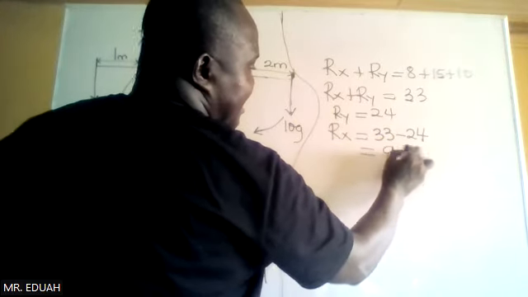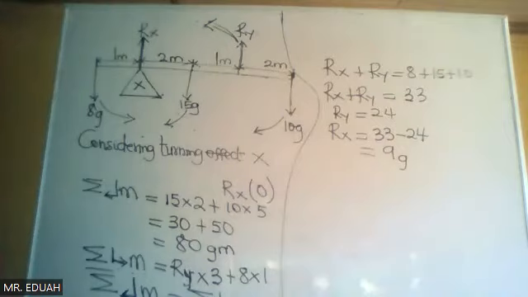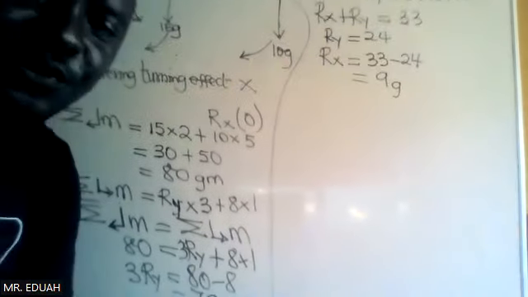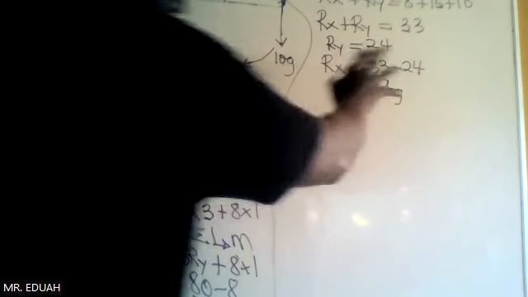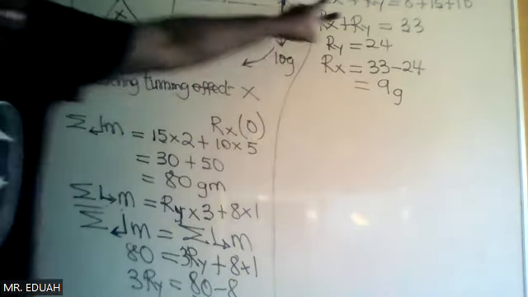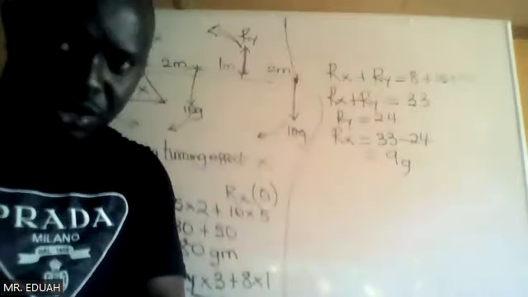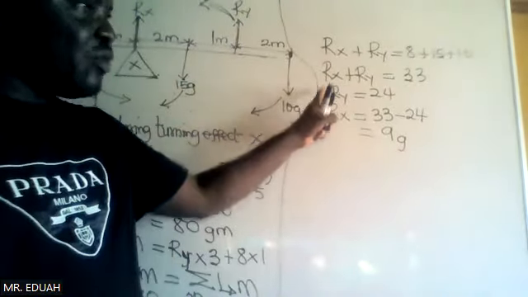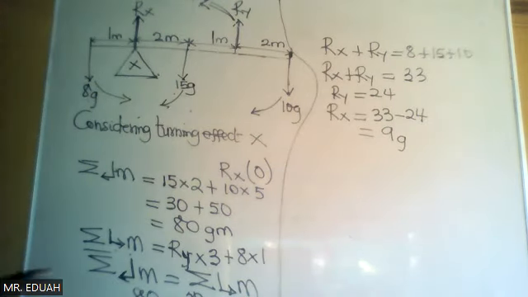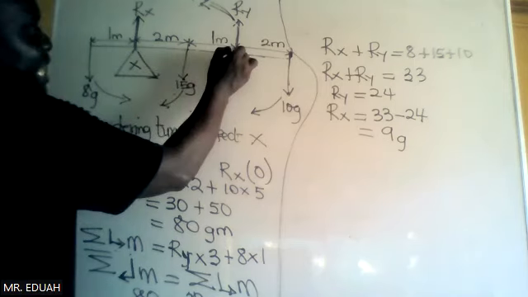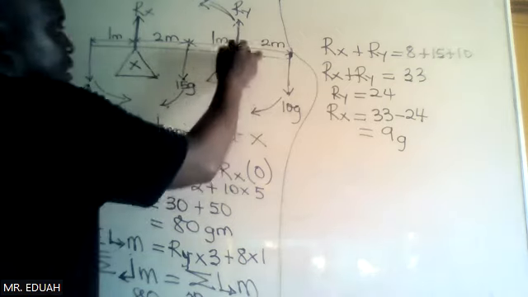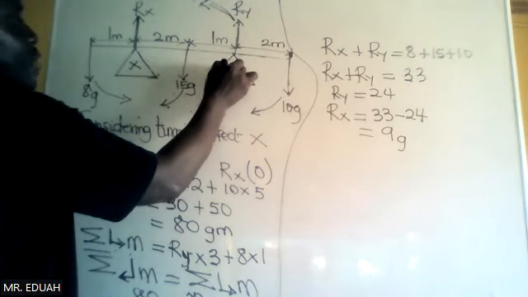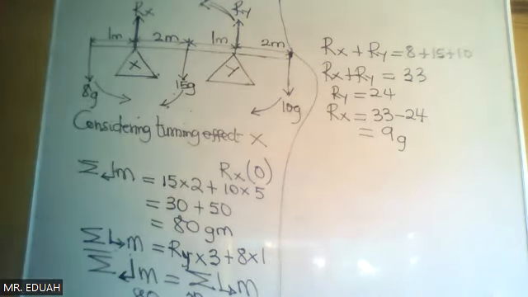So 9 grams, which is true. But I will not encourage this for now, even though it may be correct. I'd rather use this rule as a check, a way of verifying whether your answers are correct or wrong. So what I'll encourage is that you bring the other pivot back, the y. Y is back with a bang.